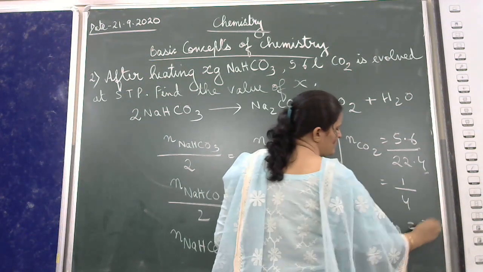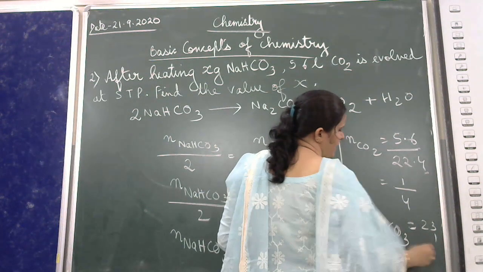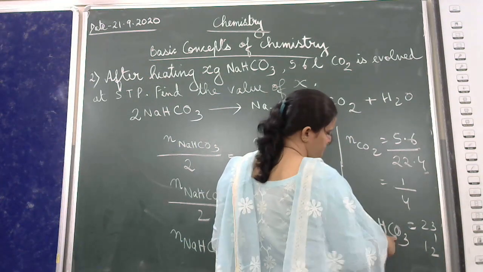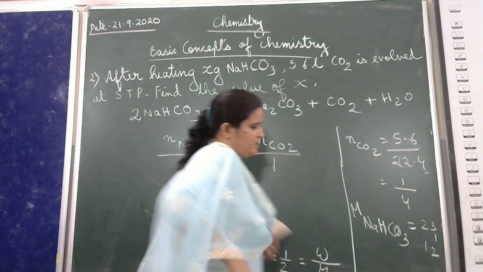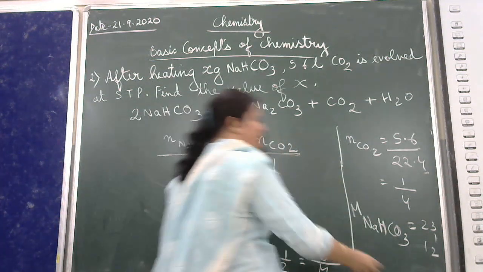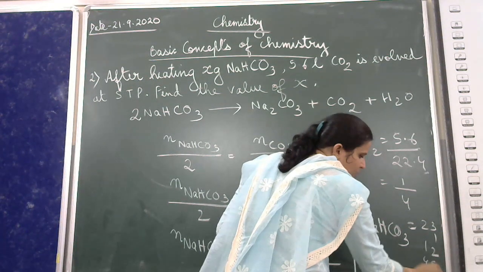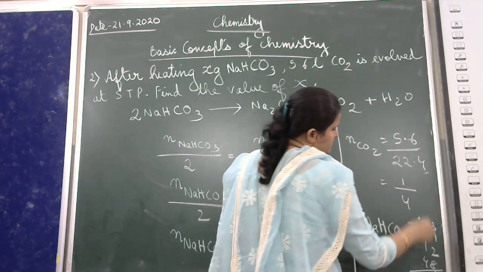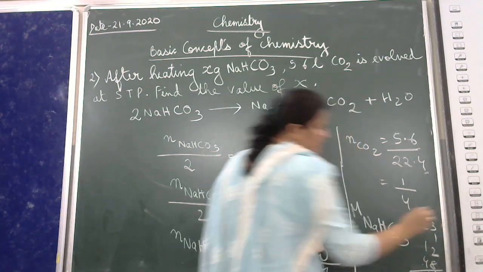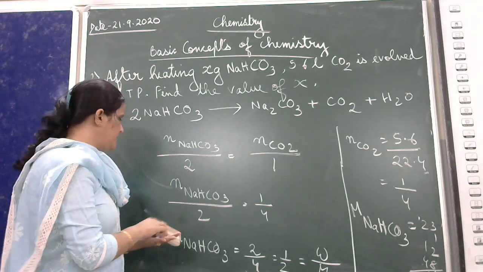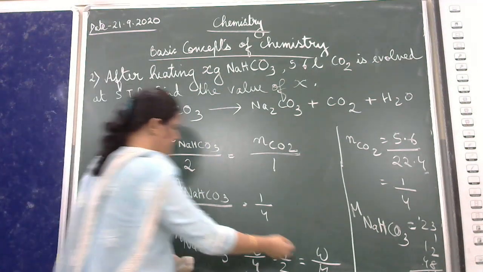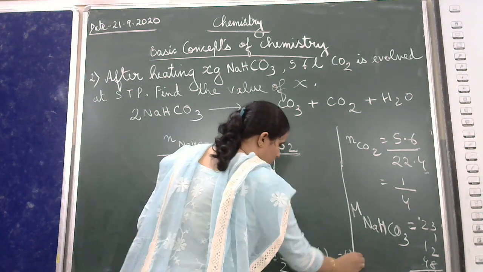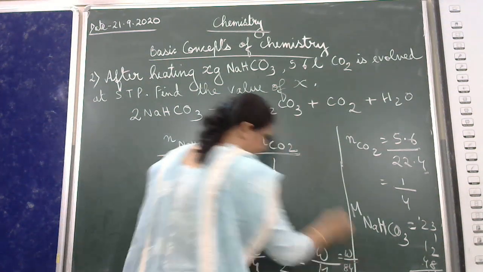Sodium is 23, hydrogen 1, carbon 12, oxygen 16 times 3, that is 48. So if you add it up, you will get 84. Isn't it? So here see, what will I do? Weight I need to calculate. Molecular weight is 84. Okay.